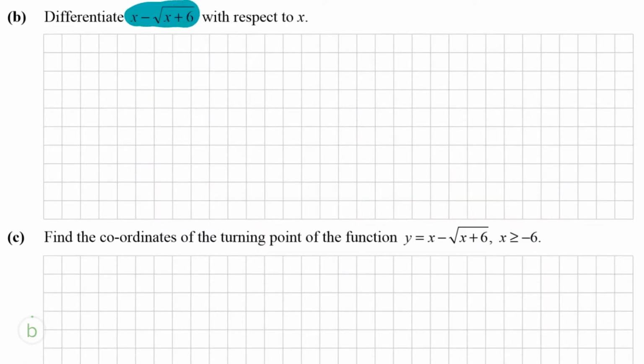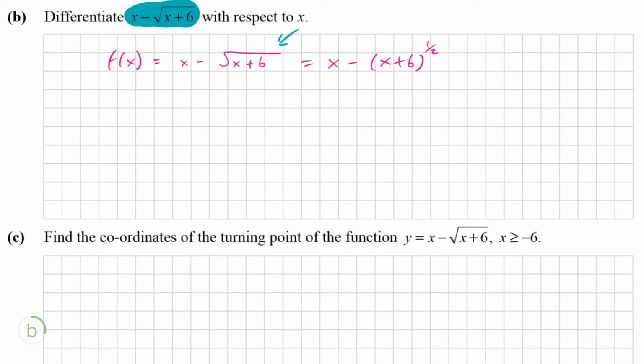And for part B, we're asked to differentiate x minus root x plus 6 with respect to x. So let's just let f of x be equal to x minus root x plus 6. And now we're actually going to rewrite this root x plus 6 because it's going to be quite confusing to differentiate that, as we prefer to deal with indices if we can at all. So we're going to rewrite this as x minus x plus 6 to the power of 1/2, because the square root is just another way of writing to the power of 1/2.